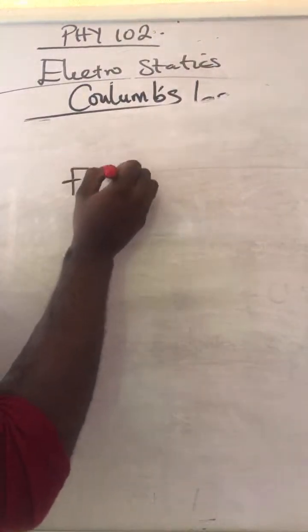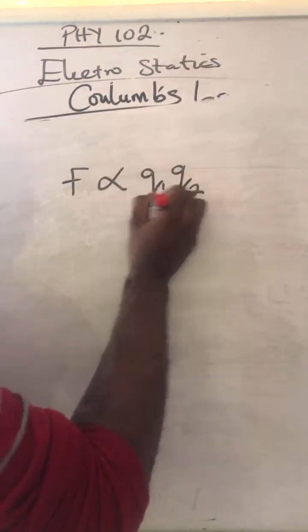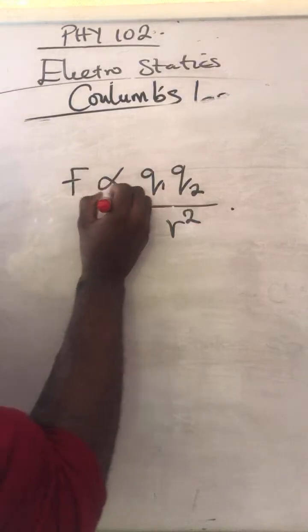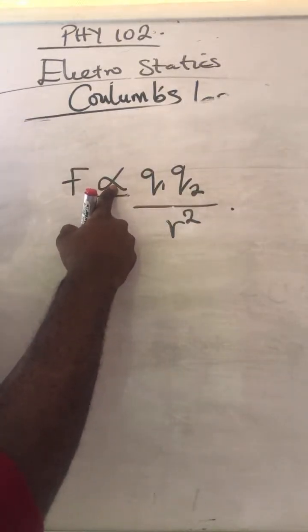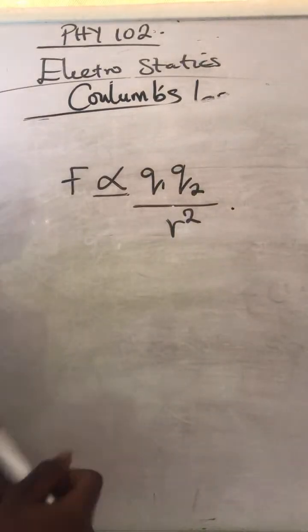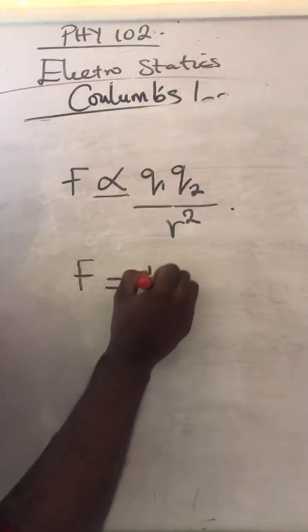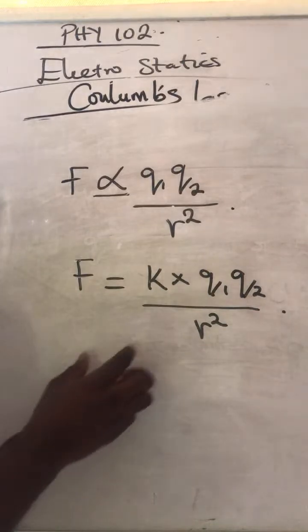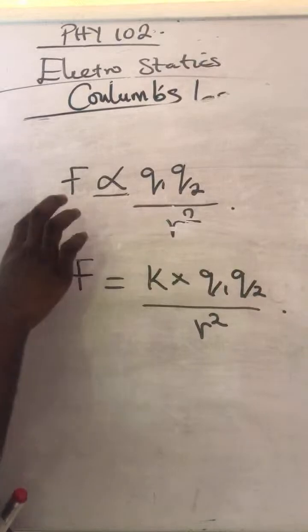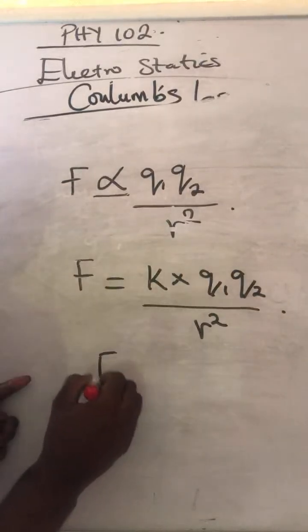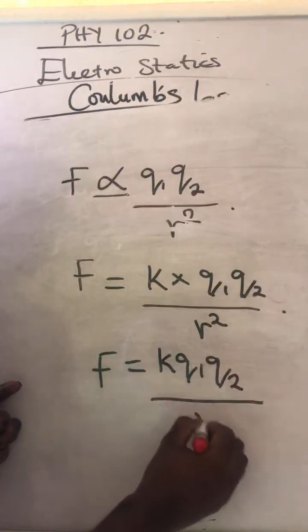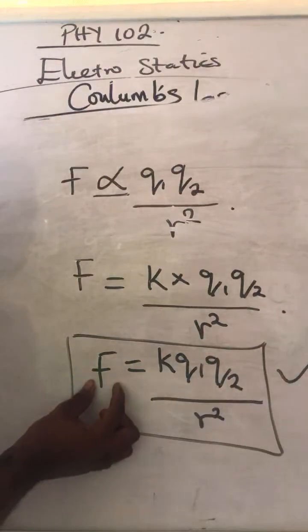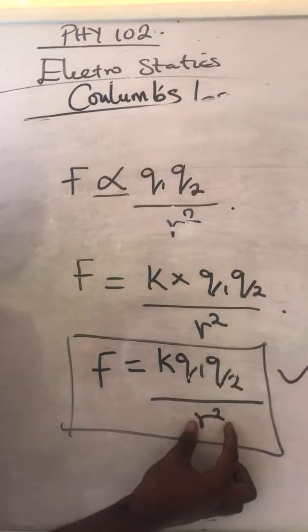So we have that F is directly proportional to Q1 and Q2, then inversely proportional to R squared. Mathematically, I want to remove this sign of proportionality, but for me to remove it, I must introduce a constant which we usually call K. So straight from that point, I can say that F is equal to K times Q1 Q2 over R squared. This statement leads me to the electrostatic force: F is equal to K Q1 Q2 over R squared. Please take note of this formula as you will need it when you are solving for the electrostatic force between two charges by knowing their distance apart.